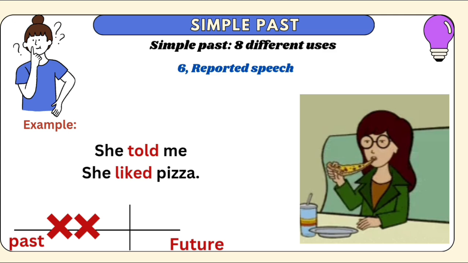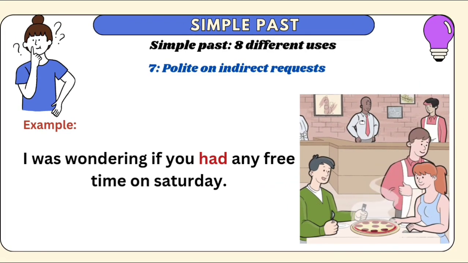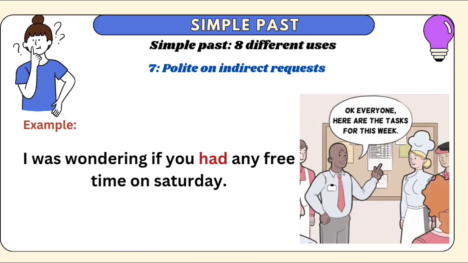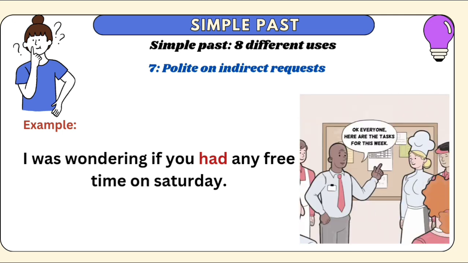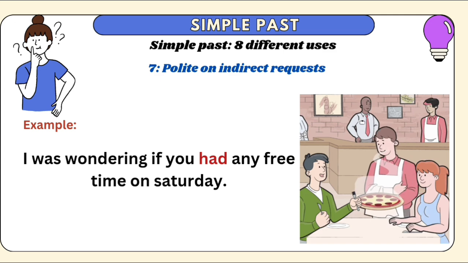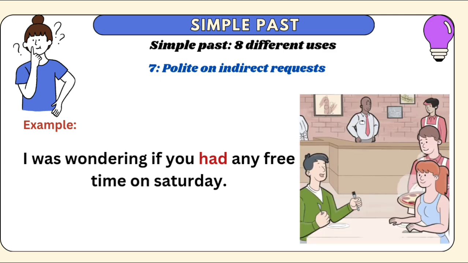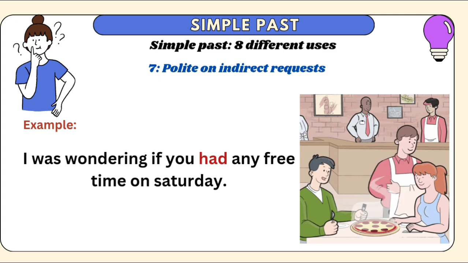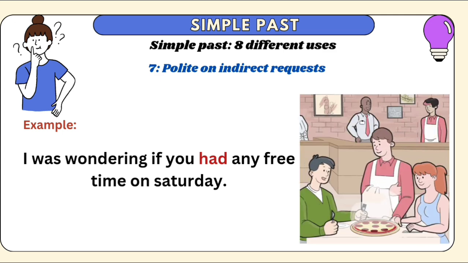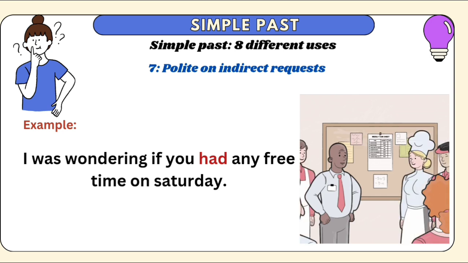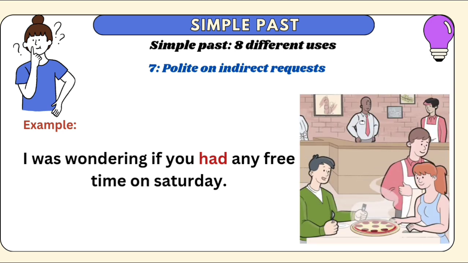Number 7, polite or indirect requests. Here's an example. For this one though, I'm not giving you a diagram because it doesn't really apply. I was wondering if you had any free time on Saturday. Usually when you make a request, you just go straight out and you say, do you have any free time on Saturday? But this one is more polite. I was wondering if you had any free time on Saturday.